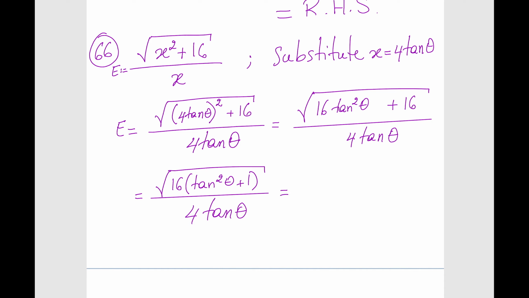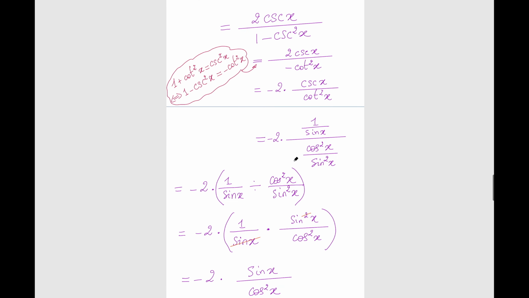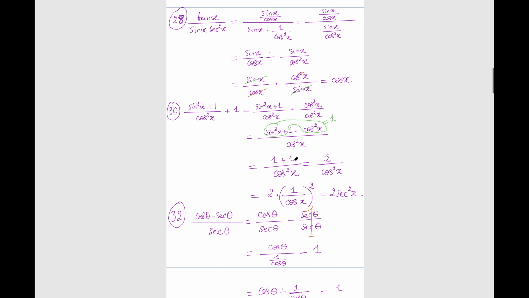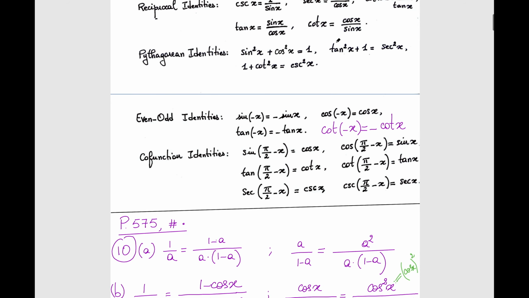Okay. Tan squared theta plus 1. What do we know about this entity? It's one of the Pythagorean identities, right? At the beginning of the section. It's right there. You see it? Tan squared theta plus 1 is secant squared theta.